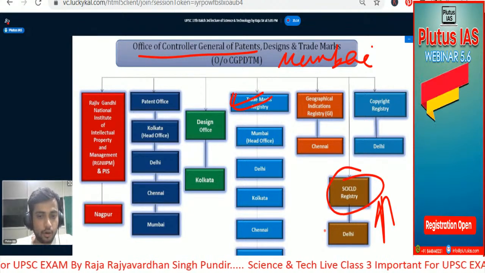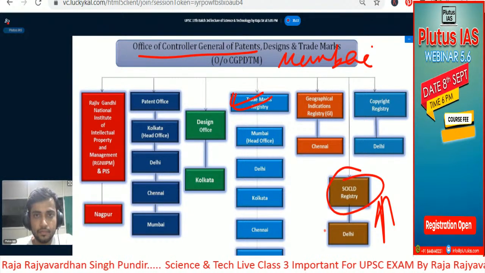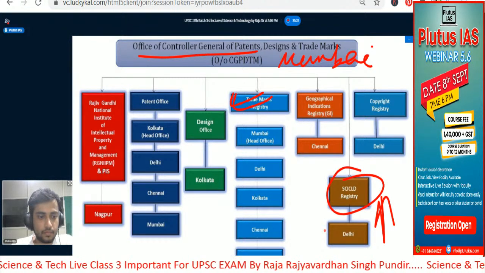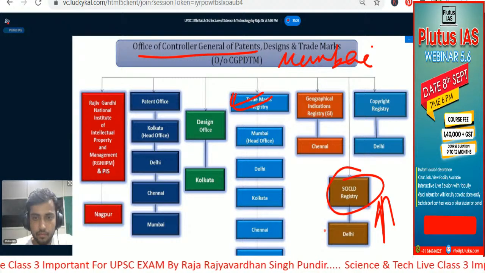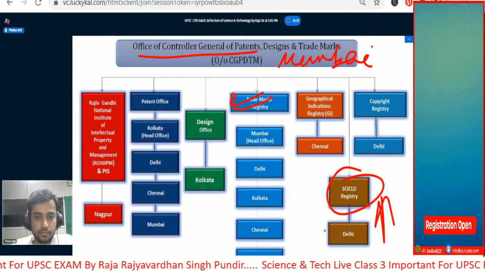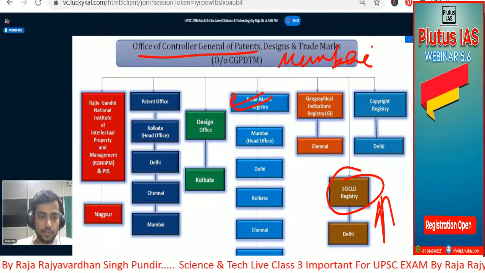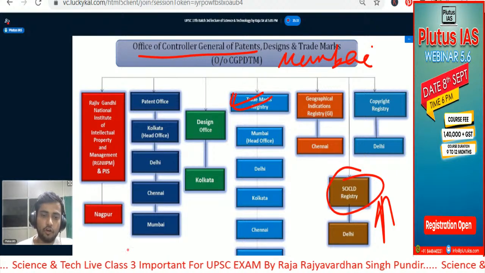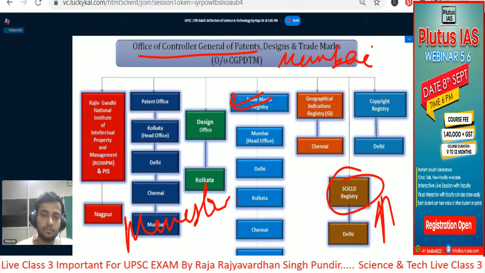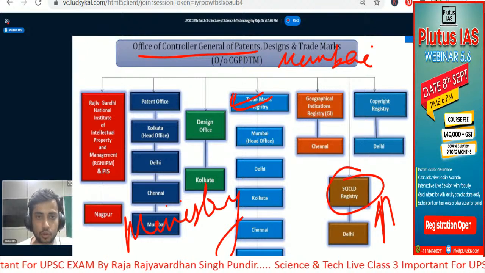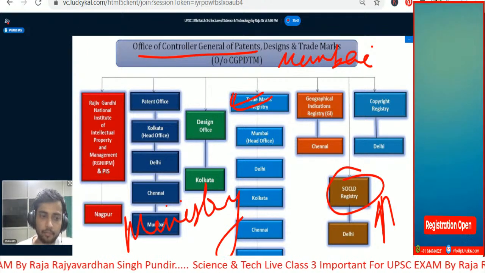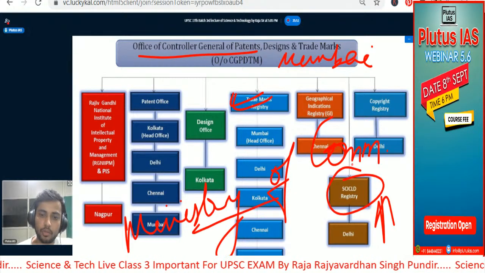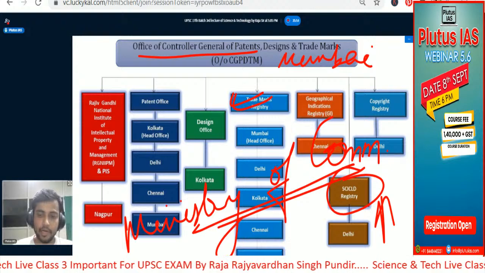If everyone has noted it down, can we move on? So the parent ministry for all these offices is the Ministry of Commerce. IPAM, the IP initiative, was also launched by the Ministry of Commerce. So for IPR matters, the Ministry of Commerce is the main ministry, the parent ministry.